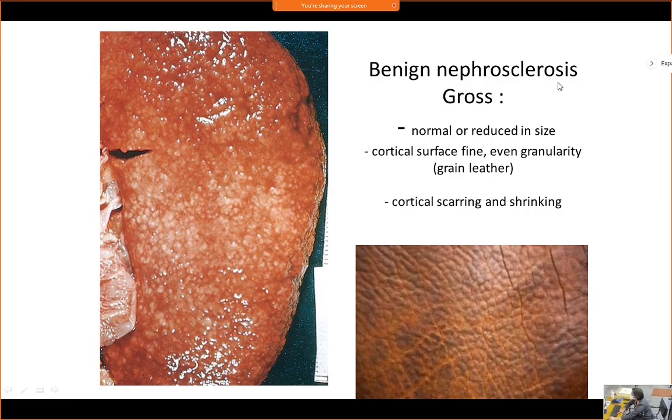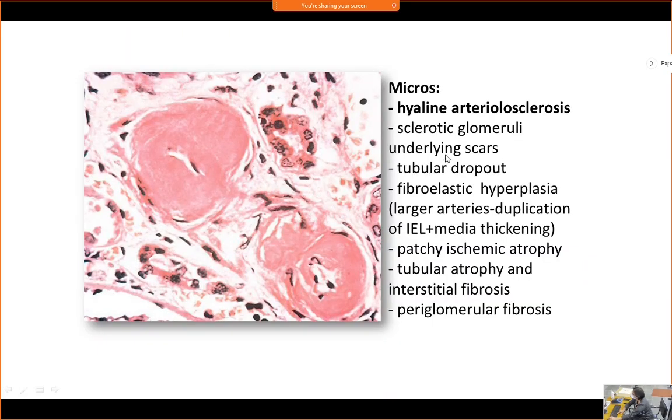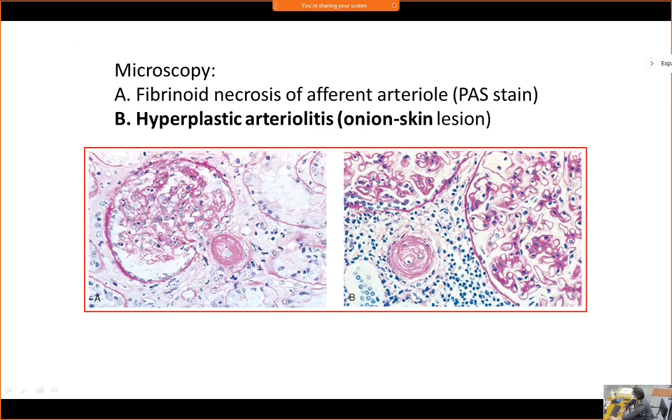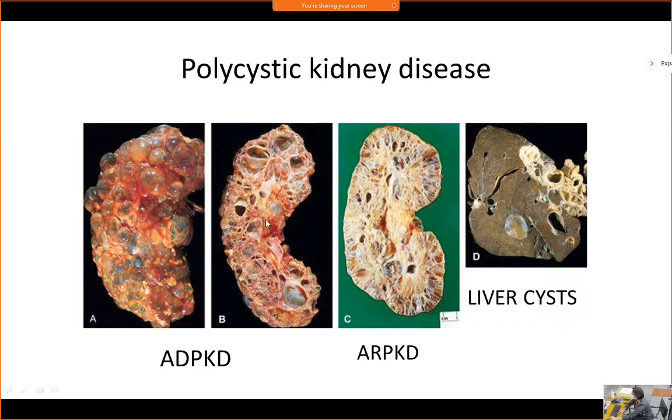Then benign nephrosclerosis, also, we don't ask you questions, but objective type questions can come. That is the grain leather appearance of the kidney. On microscopy, the arterioles undergo hyaline arteriolosclerosis. In malignant hypertension, there are pinpoint petechial hemorrhages on the surface of the kidney. This is known as flea-bitten appearance. On microscopy, there is onion skin lesion or hyperplastic arteriolosclerosis.